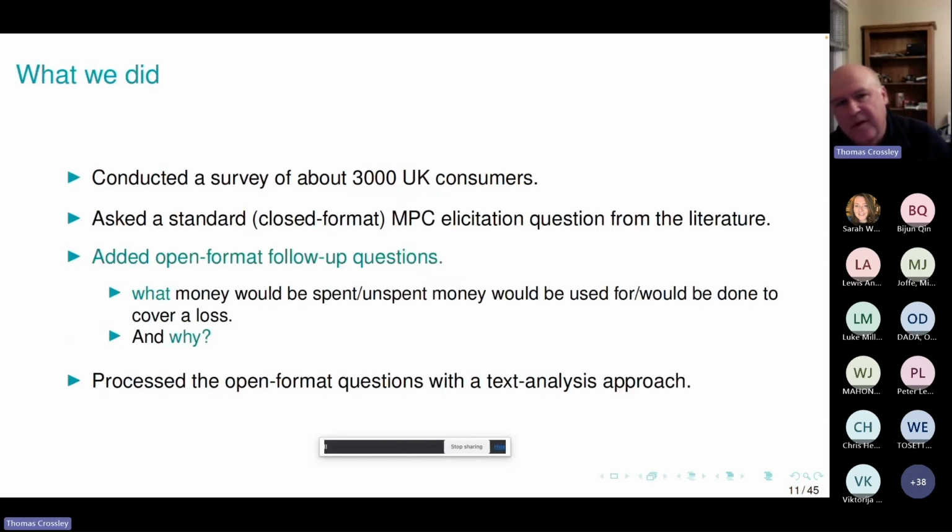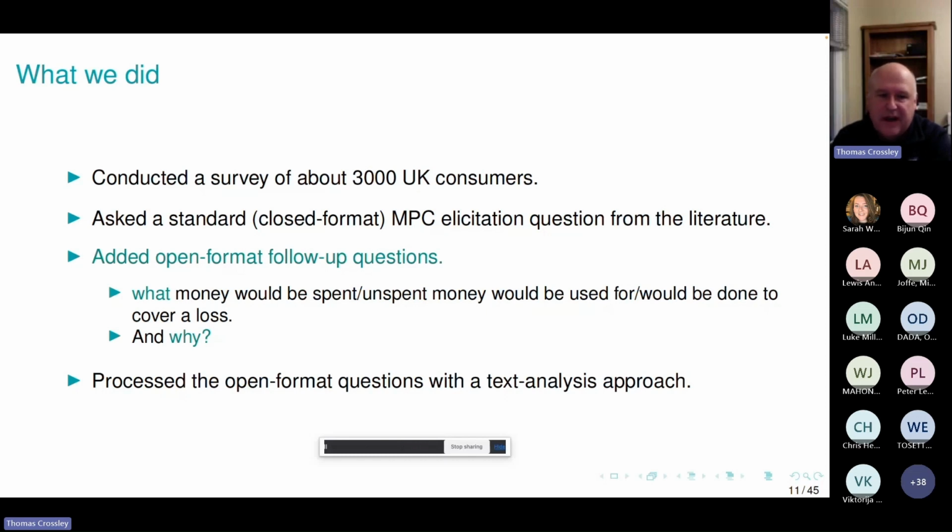So what did we do? We conducted earlier this year a survey of about 3,000 UK consumers. We asked a standard closed format set of MPC elicitation questions taken from the literature. We basically followed questions that are very similar to those in the Fuster, Kaplan, and Zafar paper, which I also used, and Peter was also involved in the COVID survey from Understanding Society. So this is a well-known question. But what we did that was new was we added open format follow-up questions.